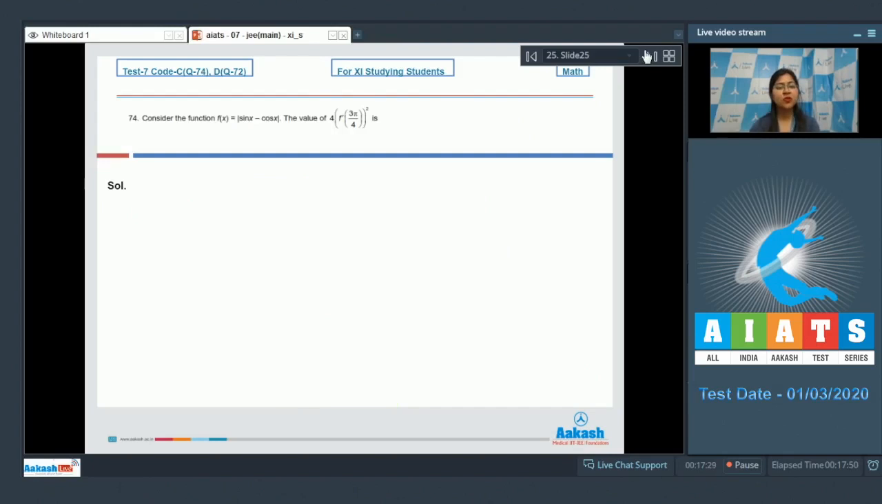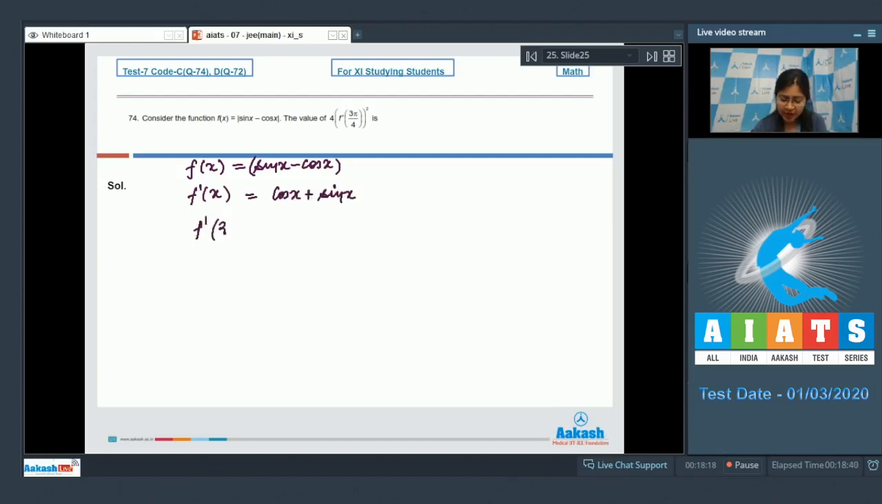Next is question number 74, which says consider the function f(x) equal to mod sin x minus cos x. So we have to find the value of 4 times f dash of 3 pi by 4, whole squared. For x equal to 3 pi by 4, we know the value of cos x is negative and the value of sin x is positive. So mod will open as sin x minus cos x only, right? So let's find f dash x.